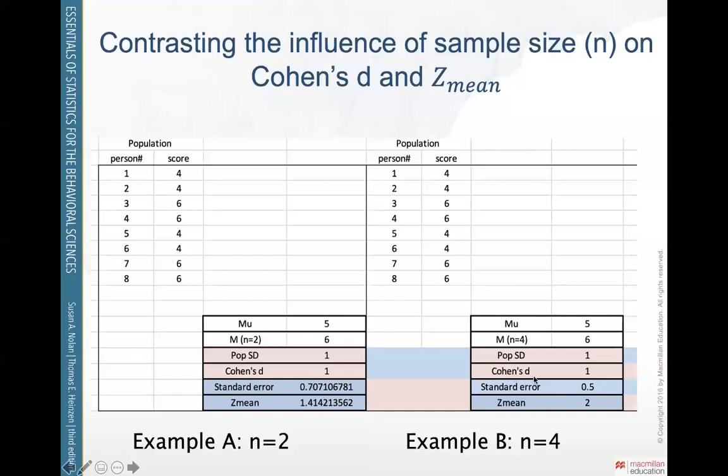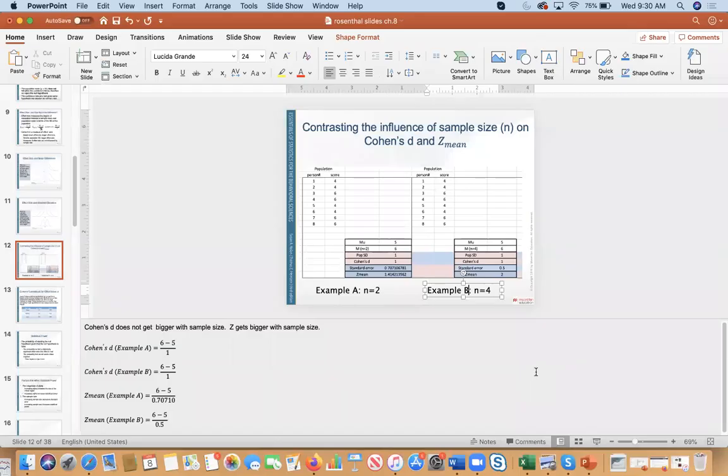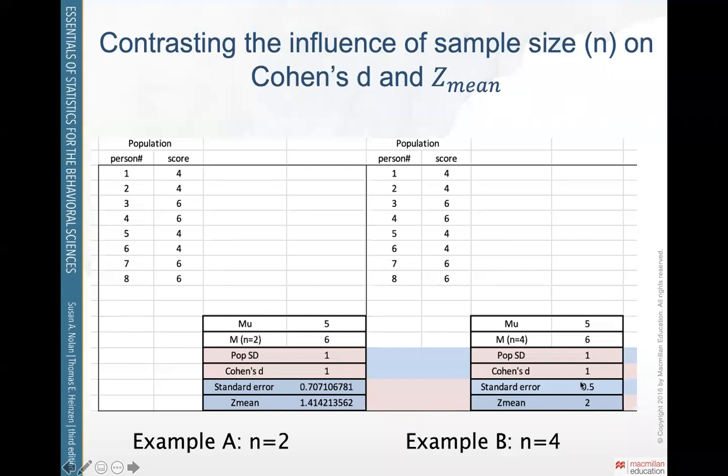So I think we could even do this. Actually, maybe I'll show you the formula here. So we're talking about the Z mean, for example B. The numerator is still 6 minus 5. Looking down here, I'm trying to highlight it. 6 is the sample mean minus 5, which is the population mean. So the numerator is still 1. But now we're dividing by the standard error, and it says the standard error is 0.5.